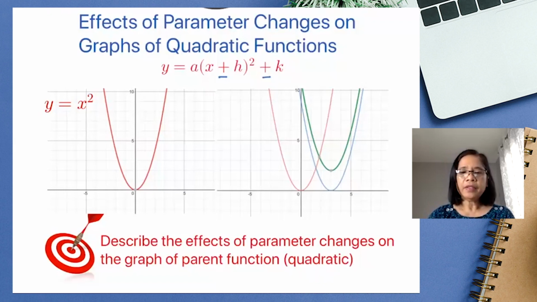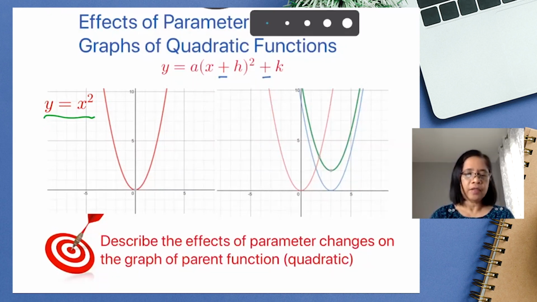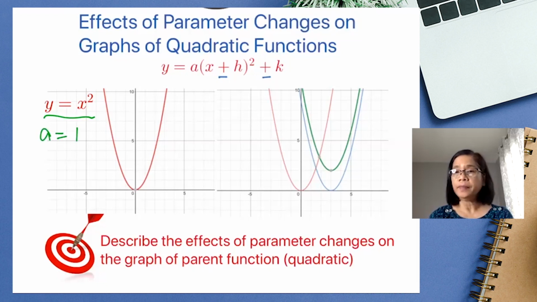So what happens if, given the parent function y equals x squared, in this case, the coefficient of x squared is equal to 1, so that's the value of a, which is 1. So what happens if the value of a changes, or also if the sign of a changes? Then we will also describe the effect when h and k change.